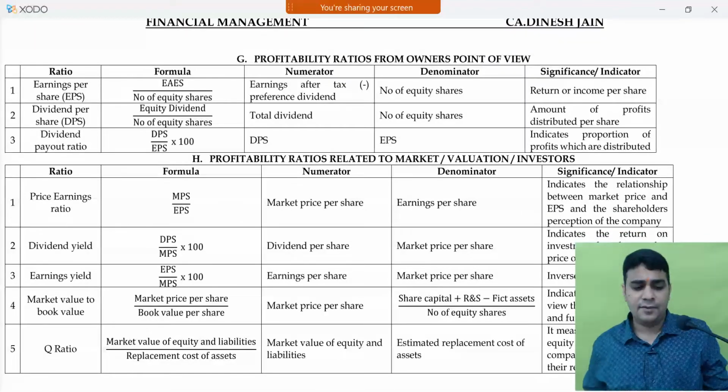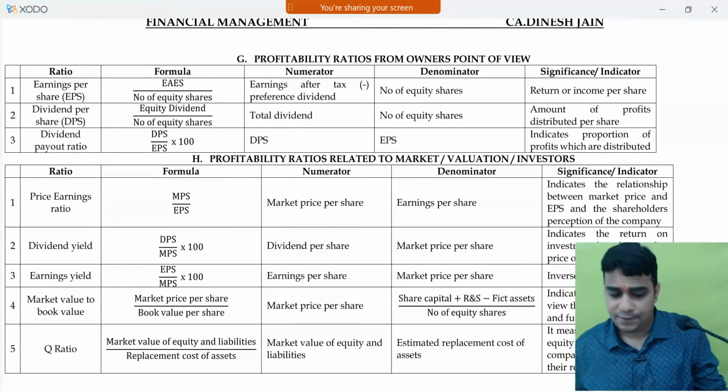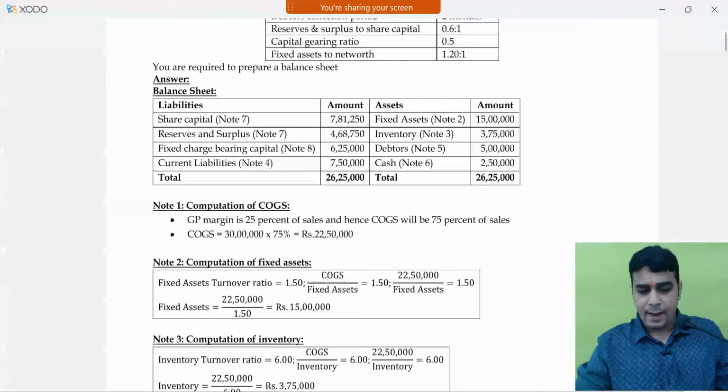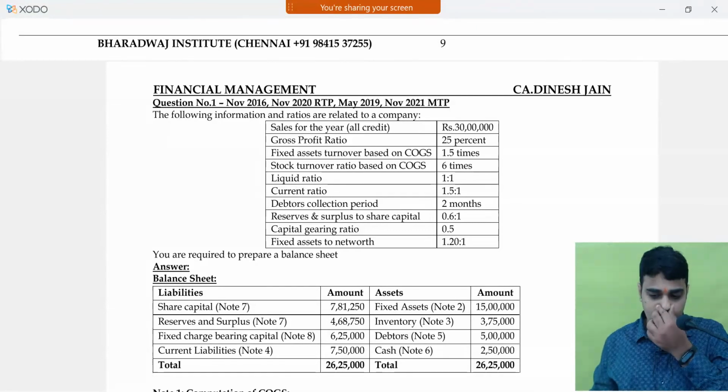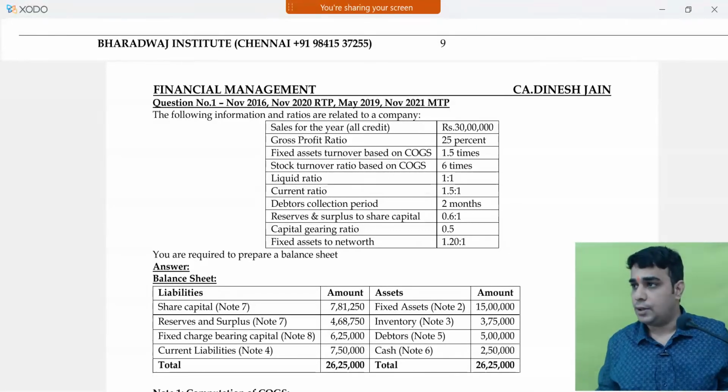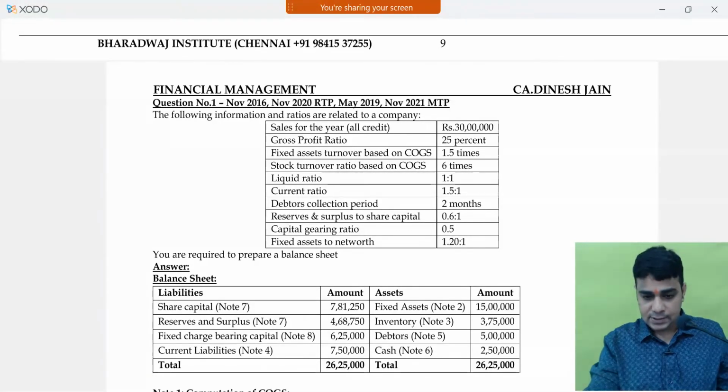Earnings per share, dividend payout ratio, all these are self-explanatory. Apart from this, I think there's one more item, your return on equity calculation as per the DuPont model. I'll come to the DuPont model when I do a problem. Let's start with question 1.